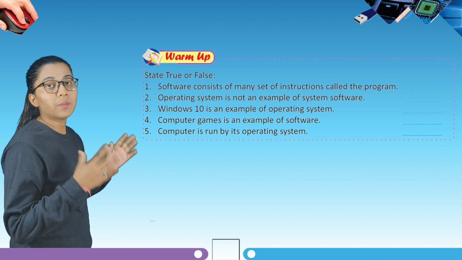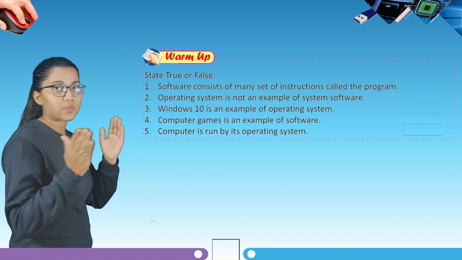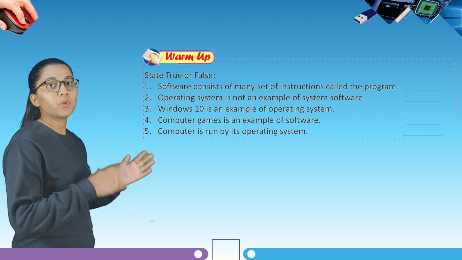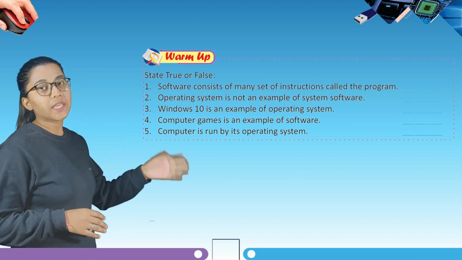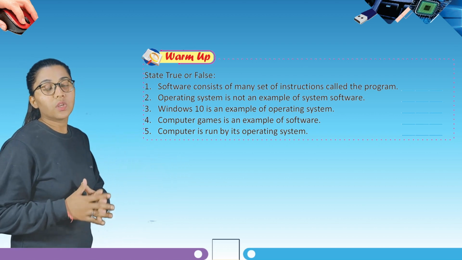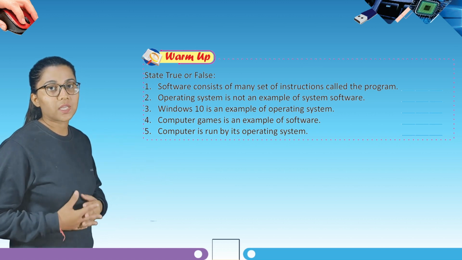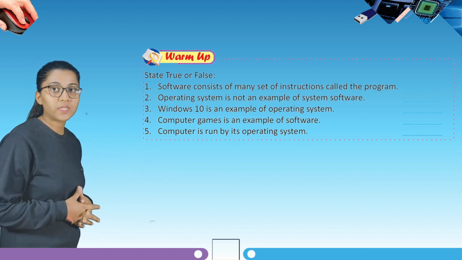Fourth is, computer games is an example of software. Fifth, computer is run by its operating system. So you have to write T if you find these statements true, or you have to write F if you find the statement false. So now students, let's start our chapter.